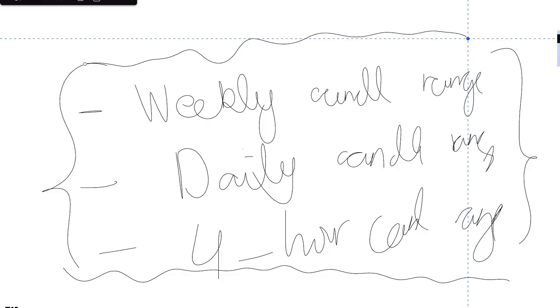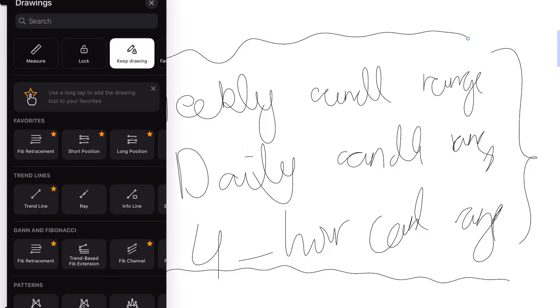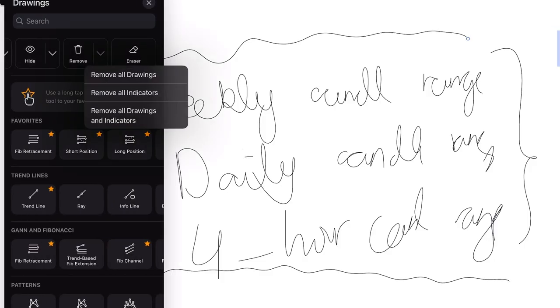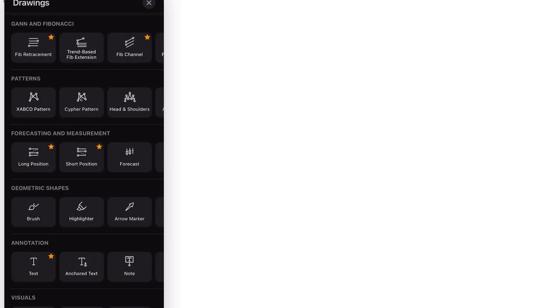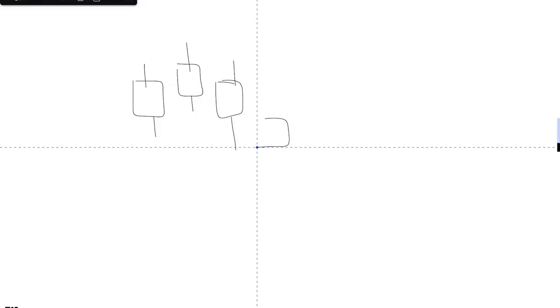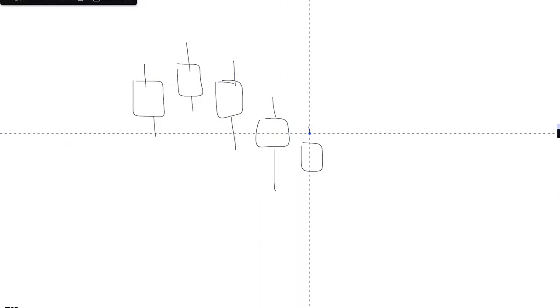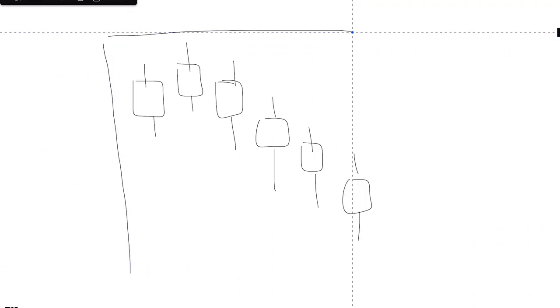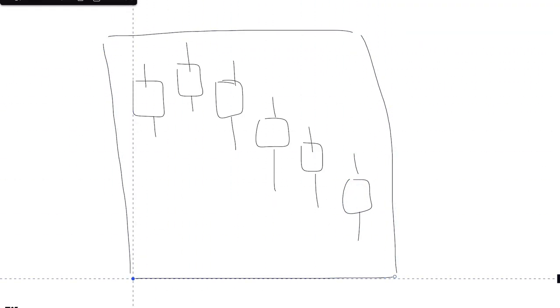CRT and time can either be day 1, day 2, day 3, or week 1, week 2, week 3, or the daily division in hours, 4-hour candle 1, 4-hour candle 2, and 4-hour candle 3. Right?